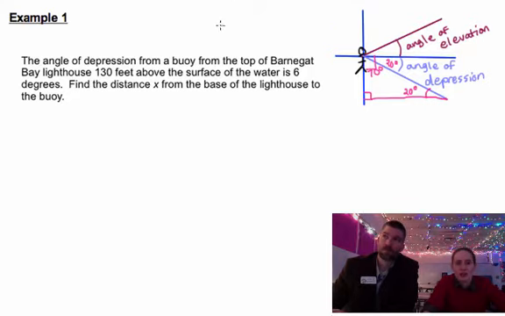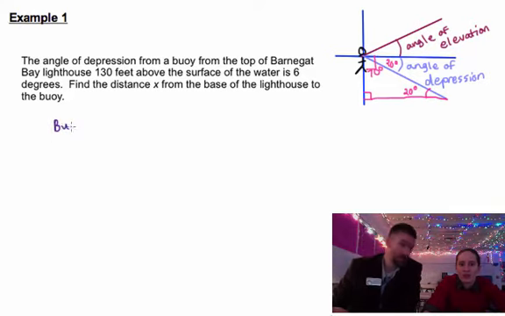So example 1: the angle of depression from the top of Barnegat Bay Lighthouse, 130 feet above the surface of the water, to a buoy is 6 degrees. Find the distance x from the base of the lighthouse to the buoy. We've got enough information there to fill out a triangle, believe it or not. We've got a buoy, and it gives us the angle of depression.